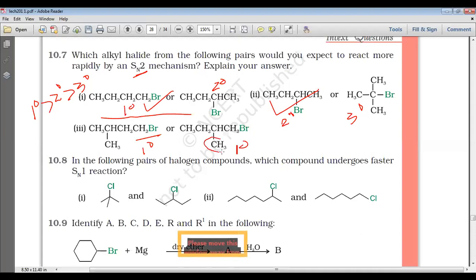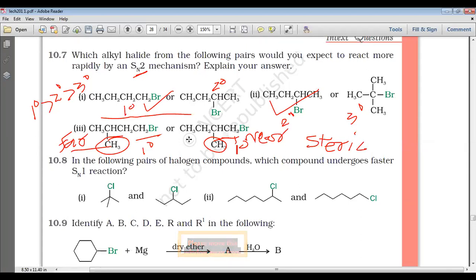But you can see that this CH3 group is near to Br, but this CH3 group is far. So here, my dear students, due to steric hindrance, this is preferred as compared to this. Now we can move to the next one.